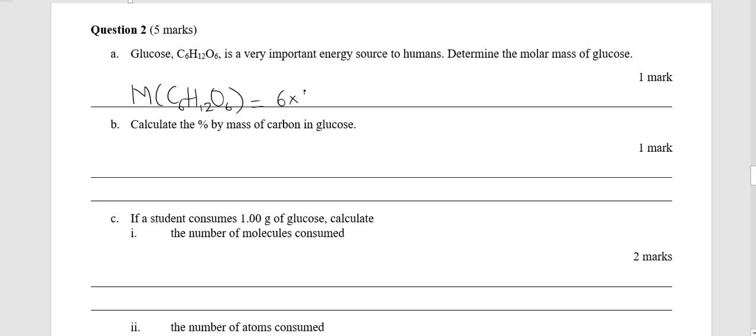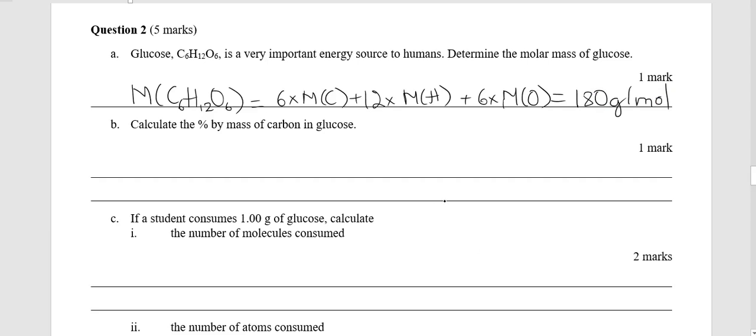That could happen. 6 times molar mass of carbon and 12 times molar mass of hydrogen and 6 times molar mass of oxygen, which equal to something. Alright, molar mass of carbon is 12, and then plus 12 and plus 6 times 16. Yep, answer 180 grams per mole. And yes, I remember this.